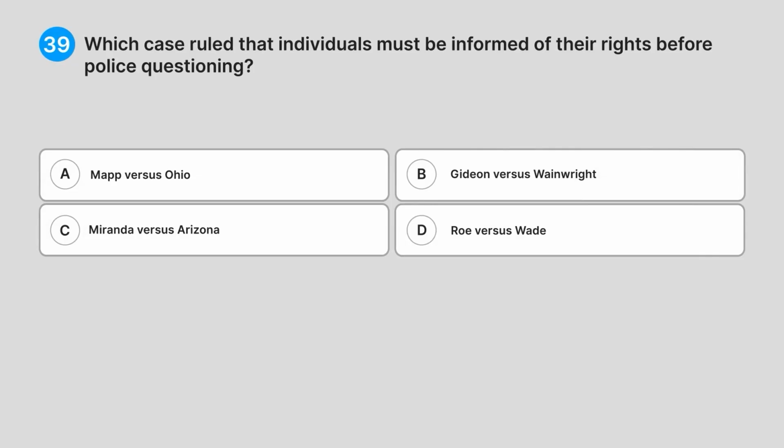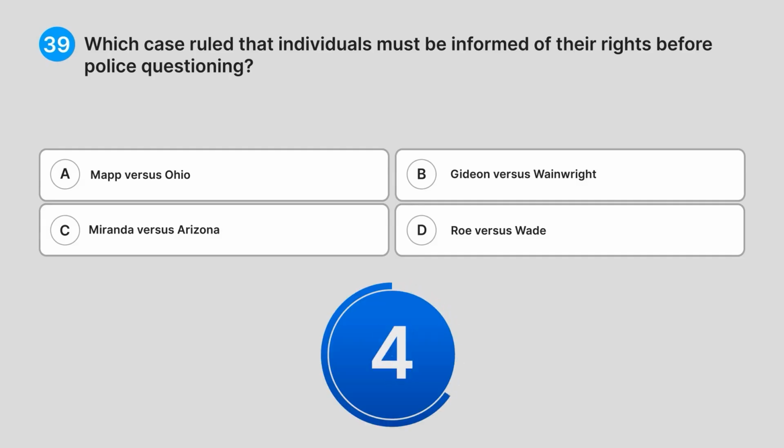39. Which case ruled that individuals must be informed of their rights before police questioning? A. Mapp v. Ohio. B. Gideon v. Wainwright. C. Miranda v. Arizona. D. Roe v. Wade. Can you guess the answer?